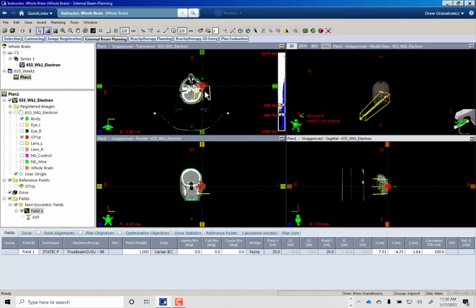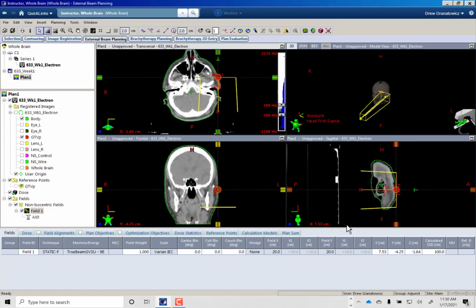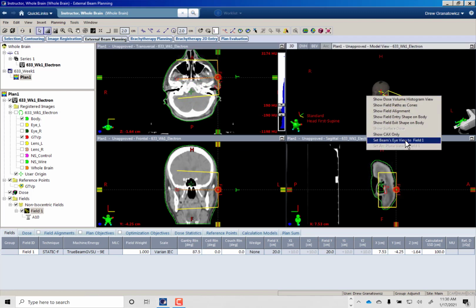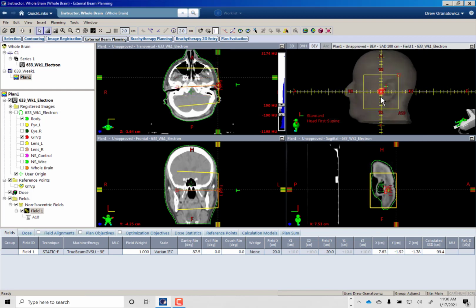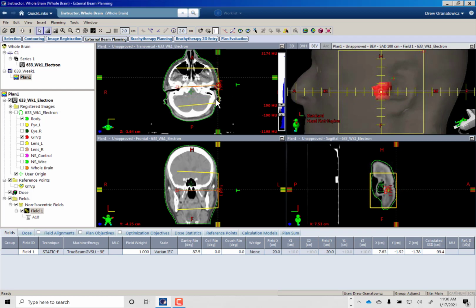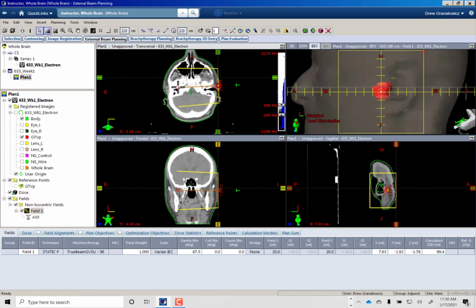Okay, so we added our beam. We chose 9E. Our SSD is 100 and it should be fixed at 100 because it's an electron beam. So now what we need to do is make our beam as en face to the surface as possible. So I'll rotate my beam here. I'm going to open my beam's eye view and move my ISO to the center of that GTV. And it looks like we're pretty good.